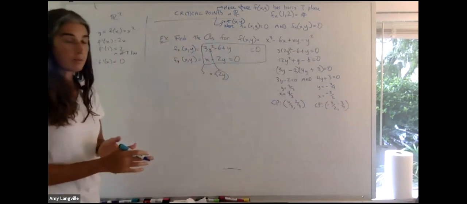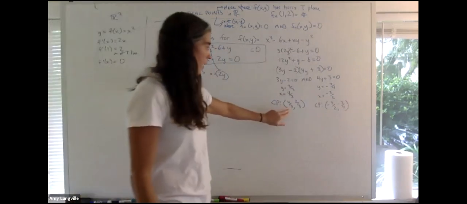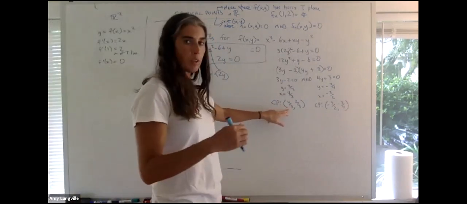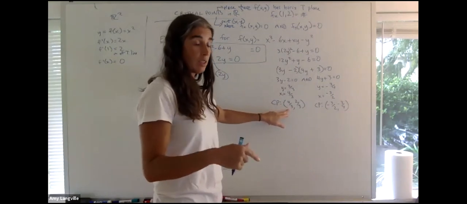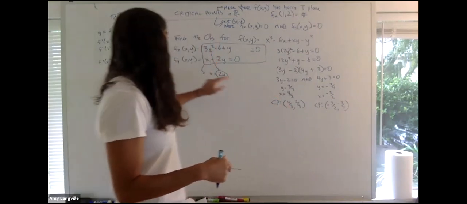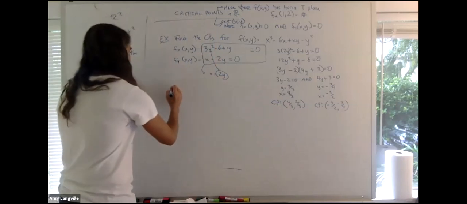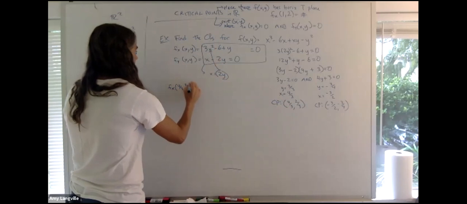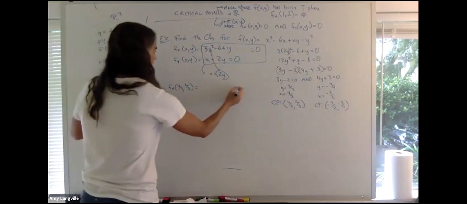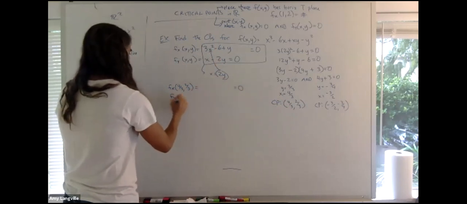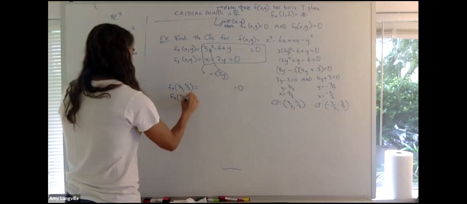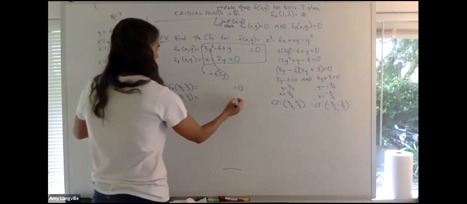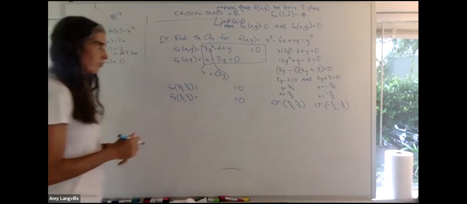Is that a CP now? Let's take the first one. If it's a CP, it has to be a point, an x and a y value, and I take that and plug into the partials. So it has to be that f sub x at 4/3, 2/3 equals 0, and f sub y at 4/3, 2/3, when I plug in, has to give me 0.